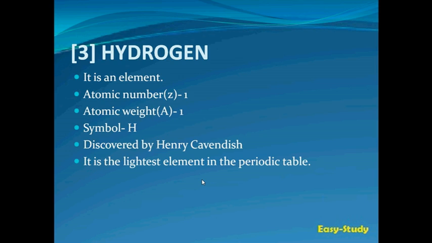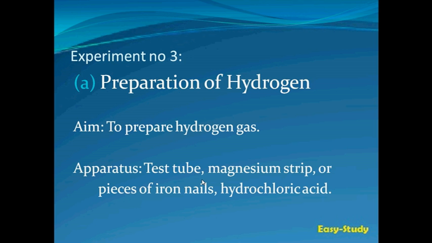Hydrogen. It is an element whose atomic number is 1, atomic weight is 1. Since it has no neutron, it is denoted by capital H. It was discovered by Henry Cavendish. It is the lightest element in the periodic table.